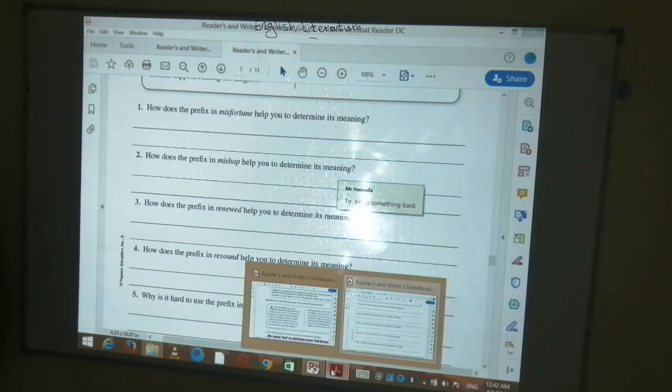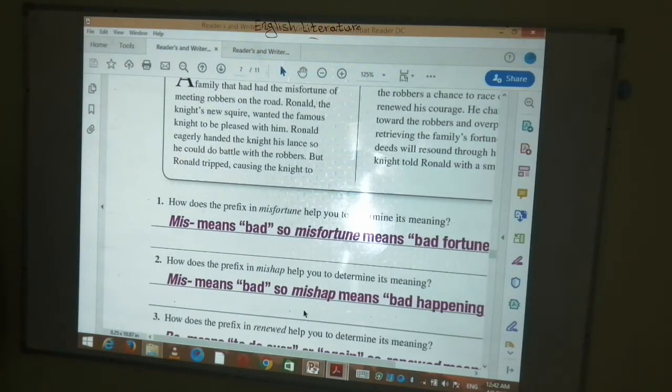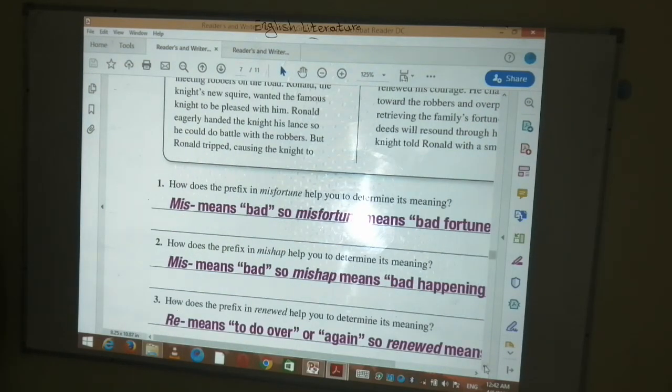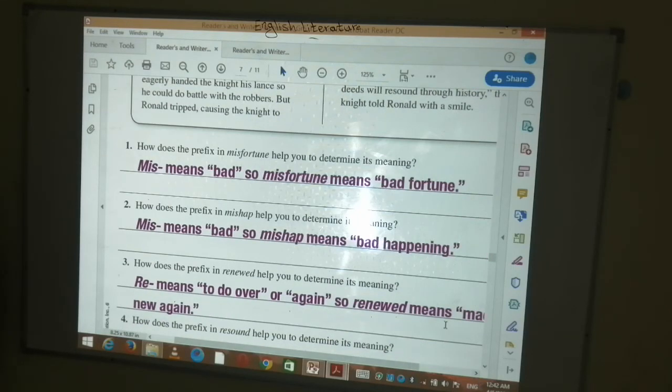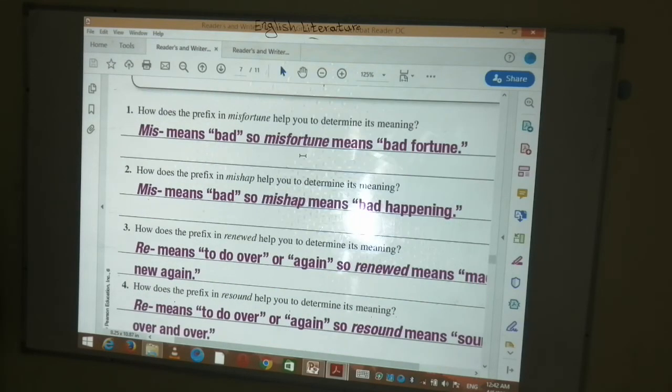Let's see together the answer of this practice. As you can see, this is the answer that we said together. Mis means bad, so misfortune means bad fortune. For mis in the word mishap, it means bad, so mishap means bad happening.